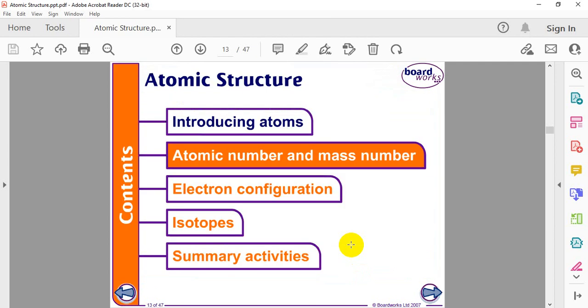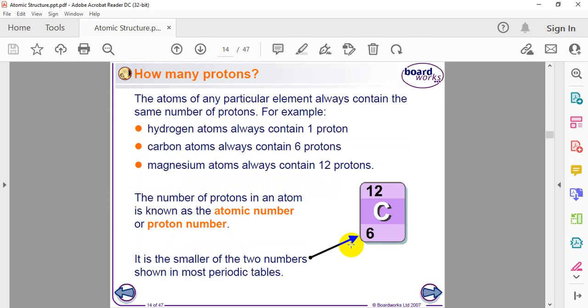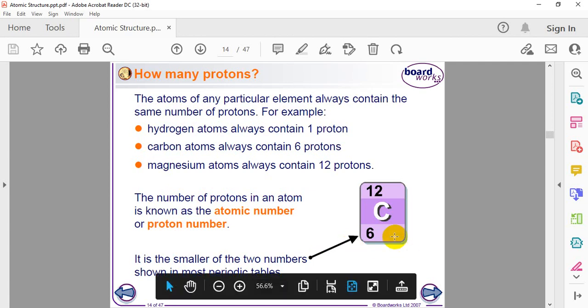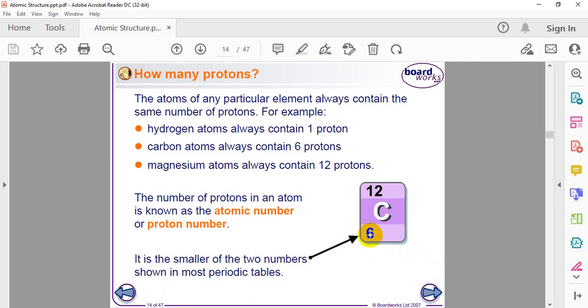Atomic number and mass number. The atoms of any particular element always contain the same number of protons. For example, hydrogen atoms always contain 1 proton. Carbon atoms always contain 6 protons. Magnesium atoms always contain 12 protons. So the proton number for carbon-12 is 6. So the electron number will also be 6, because every atom has the same number of protons and the same number of electrons.